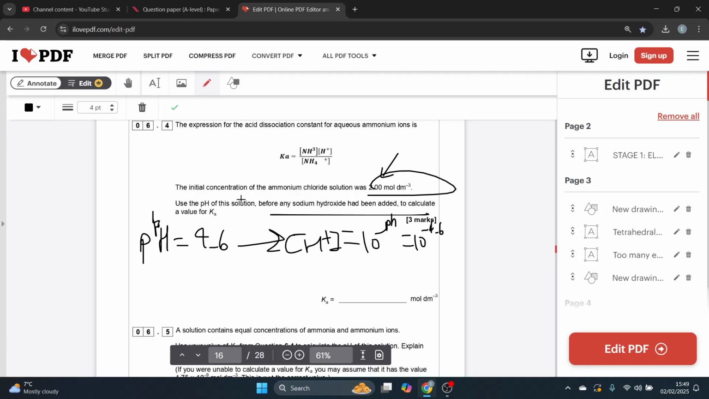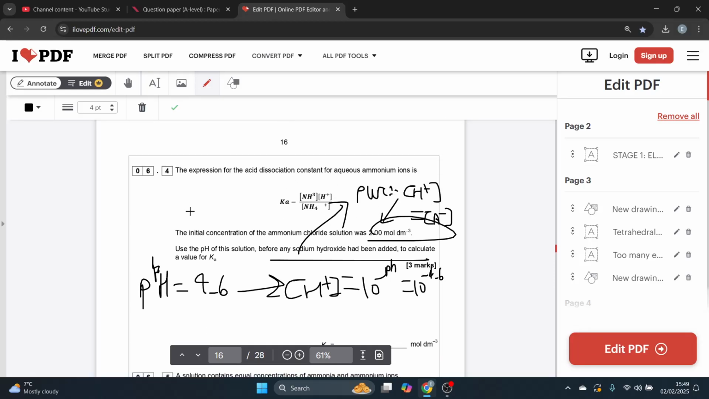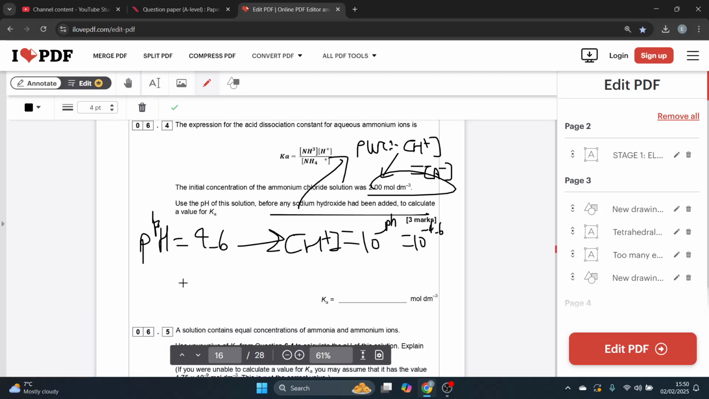And then I can also say that before any sodium hydroxide solution has been added, so pure, the concentration of H plus equals the concentration of A minus. Or I could say the concentration of NH3 equals the concentration of H plus, applied to the question in the exam. So I'm going to rearrange, so I can say Ka equals the concentration of H plus squared divided by the concentration of HA.